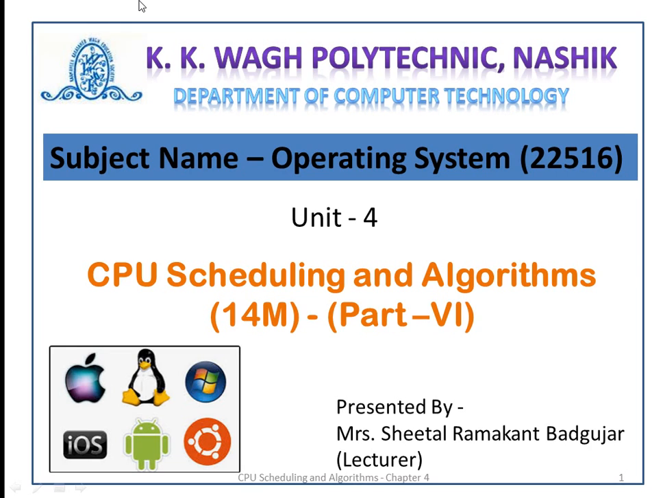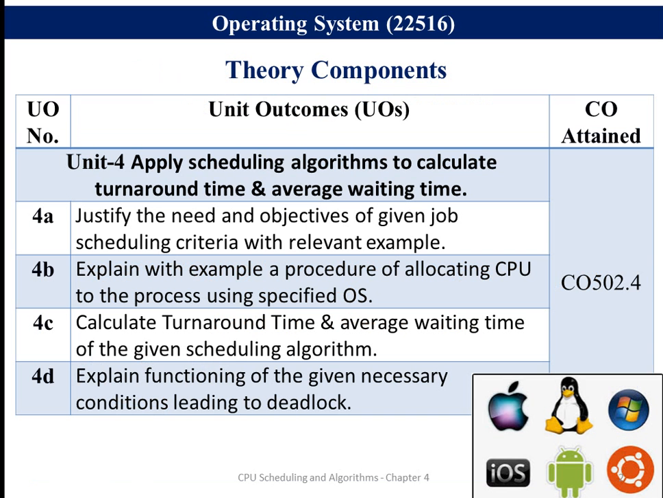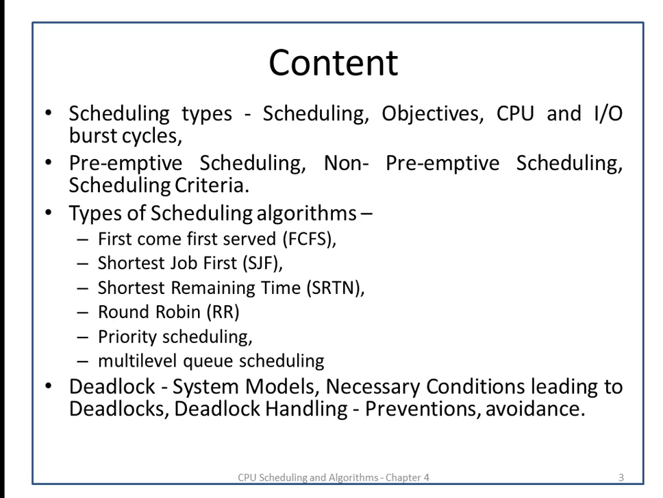Hello friends, our subject operating system has Unit 4 CPU scheduling and algorithm. Today in this lecture we will see part 6 of it. These are the course outcome and unit outcome of Unit 4. These are the contents of Unit 4.